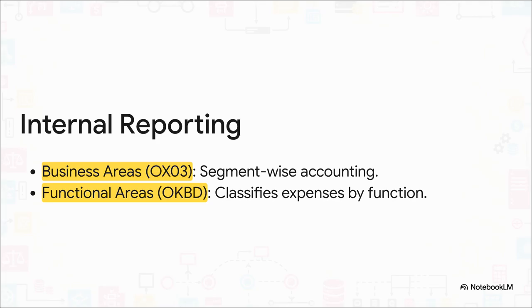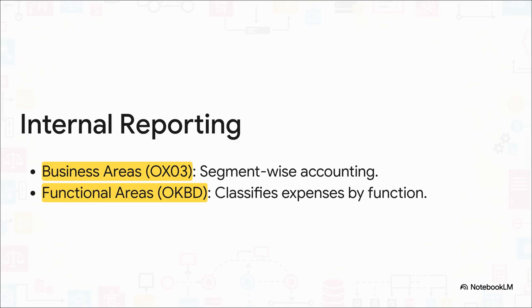Now, once you've got your legal entities nailed down, the interviewer will probably pivot and ask, okay, so how does SAP handle internal or segment-wise reporting? Well, for internal reporting, we split things up cleanly into two main categories. First up, we've got business areas, defined by T-code OX03. These represent separate operations or product lines within a business, which is absolutely perfect for segment-wise accounting. Second, we have functional areas using OKBD. These categorize your expenses by their actual function, so think administration, sales, or production.